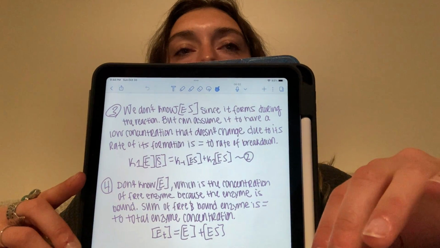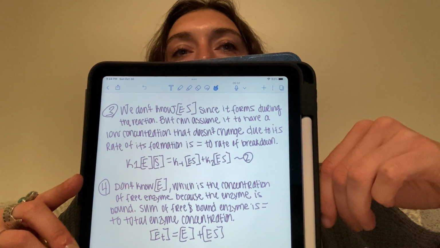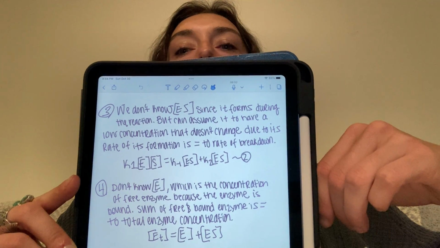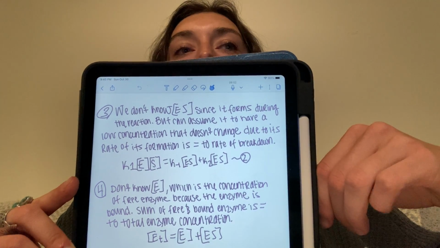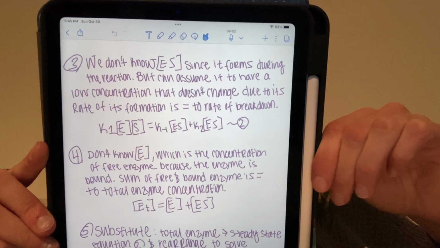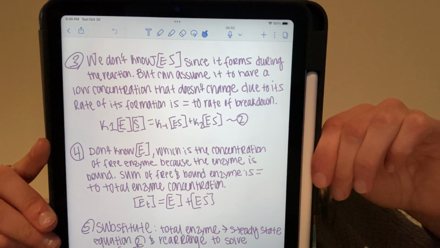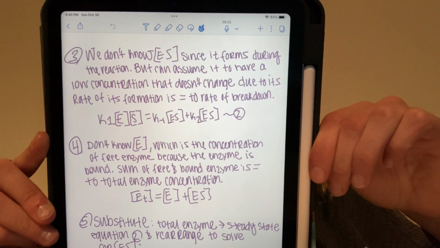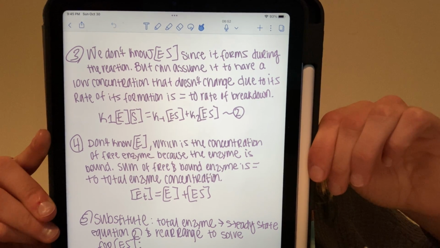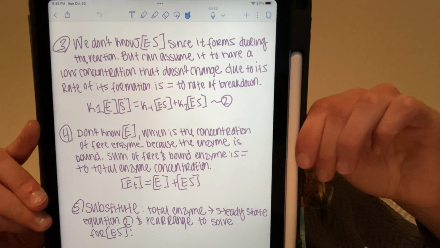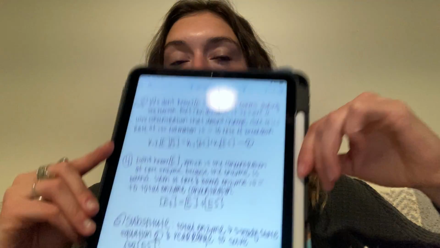Here, we actually don't know what ES is since it's forming during the reaction. However, we can make the steady state assumption that it will have a low concentration that will not change, since the rate of its formation is equal to the rate of its breakdown. Hence, we have the equation k1 multiplied by E multiplied by S equals k-1 multiplied by ES plus k2 multiplied by ES, known as our second equation, which we will be going back to later on.